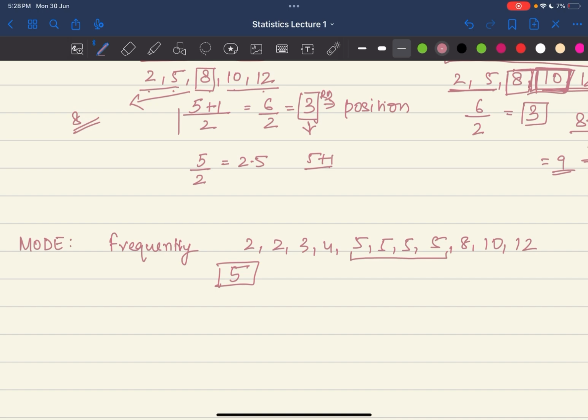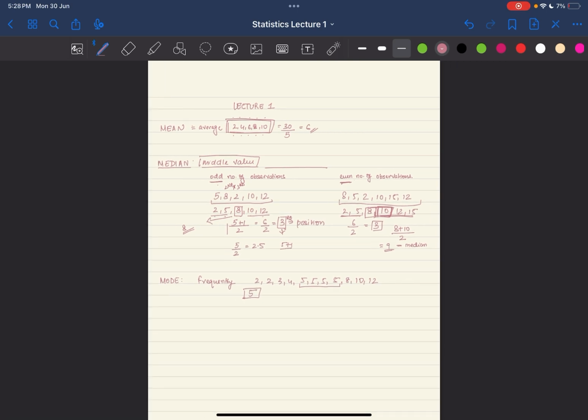And always, and I'm again repeating, always arrange your data set in ascending order before you find out any of these values. You always have to arrange your data set in ascending order.